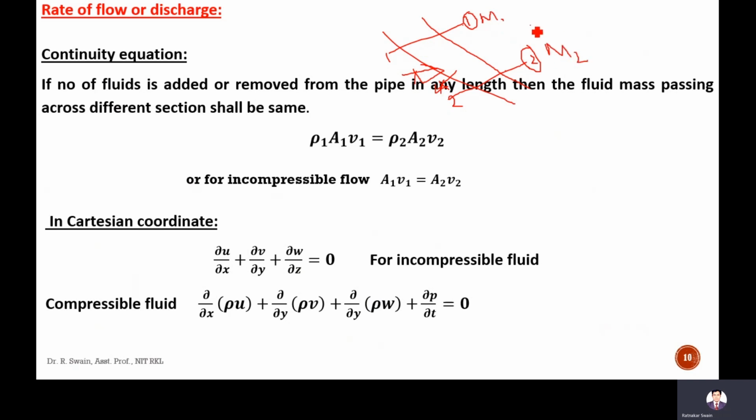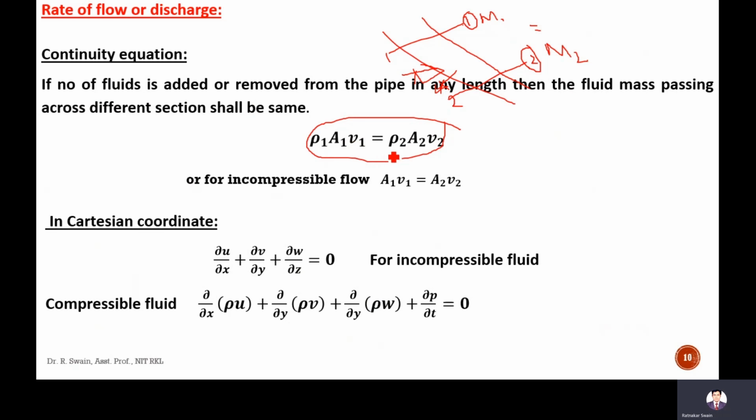Mass of fluid at section 1 is equal to mass of fluid at section 2. If no fluid is added or removed from the pipe in any length, then the fluid mass passing across different sections shall be the same. The mass here means mass per unit time is considered. So here A1 V1, where V1 is the distance per unit time, distance into area is the volume per unit time. So volume into density will give you mass per unit time.